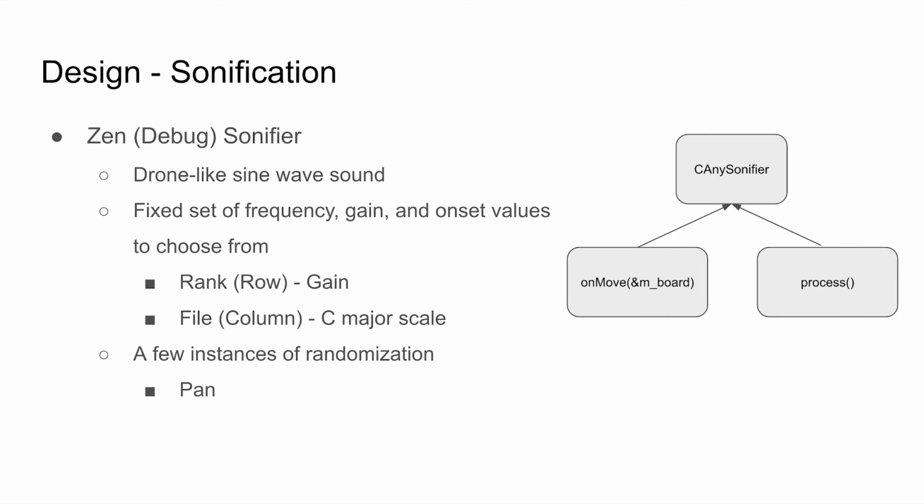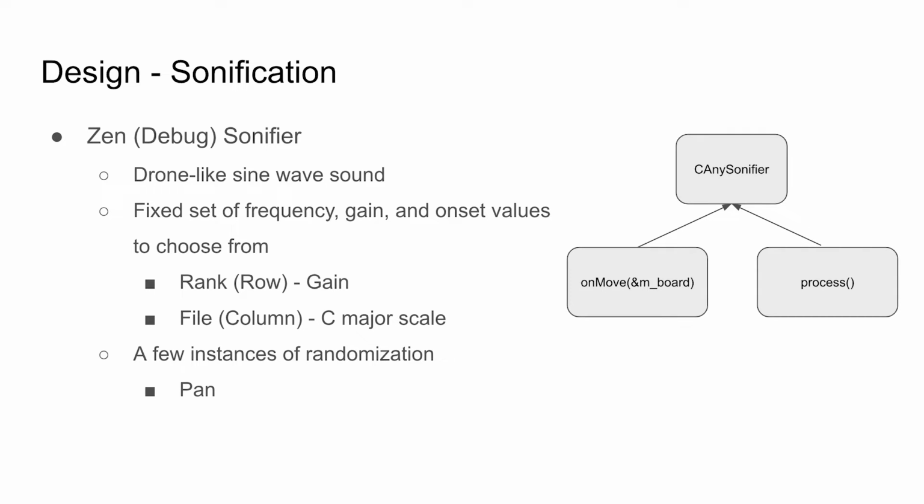For any sonification scheme, there are two important parts. One of them is onMove. It takes in the whole board by reference and sonifies each piece on the board according to the scheme that the user chooses. And the other one is process. It spits out the next sample or the next block of samples whenever it gets called. Not a lot has changed since we last presented the debug sonifier, except for the fact that we're calling it the Zen sonifier this time. It produces drone-like sine wave sound, so it's the perfect sonifier when the users want to really think about the next move.